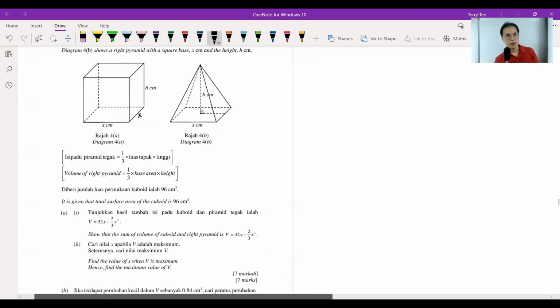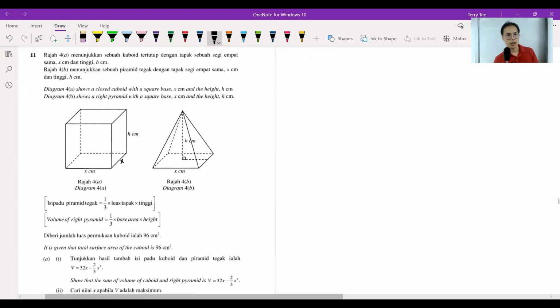First of all, I think we need to focus on our cuboid first because you need to find your jumlah luas permukaan, total surface area. If you open up a cuboid, you can see there are 6 faces. The top and bottom are the same. They are both square, so you have x times x, which is x squared. So the first part, top and bottom, is x squared. I have 2 of them, so it's 2x squared.